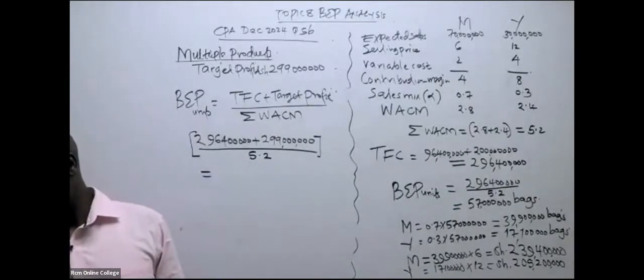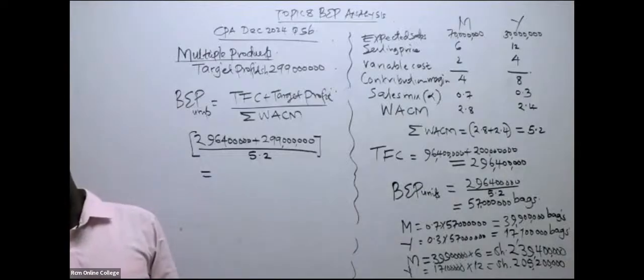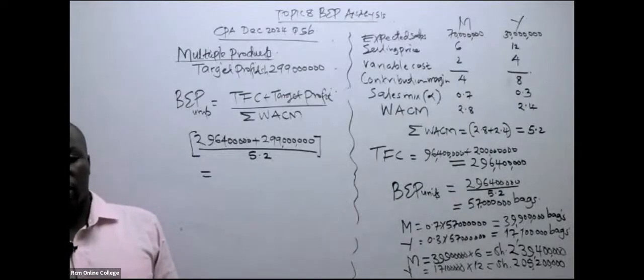In such a question, when asked for margin of safety and the question does not specify in units or in shillings, will either suffice? Yes. So long as you're able to give us the formula there, you will get your full marks.